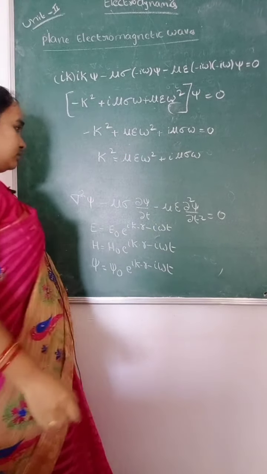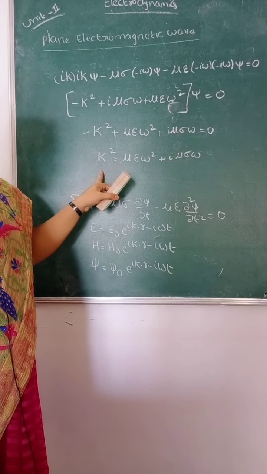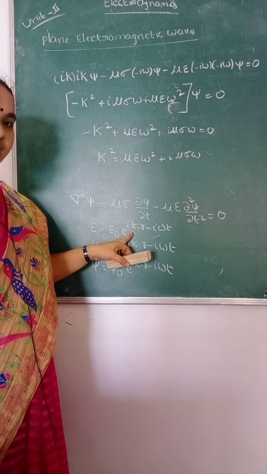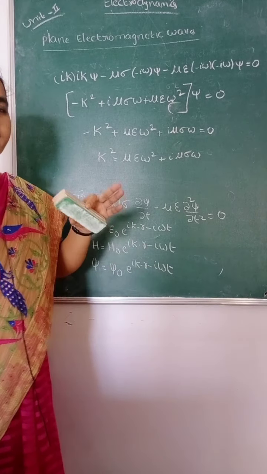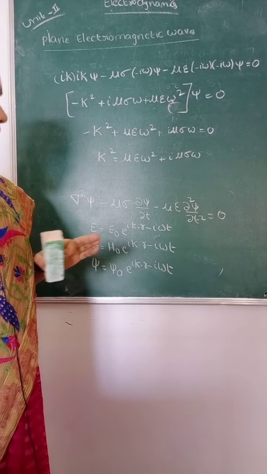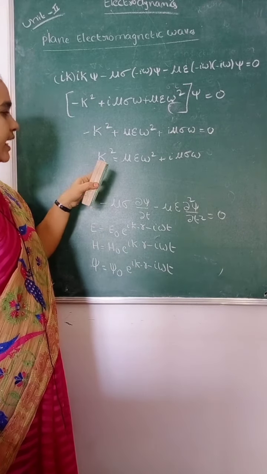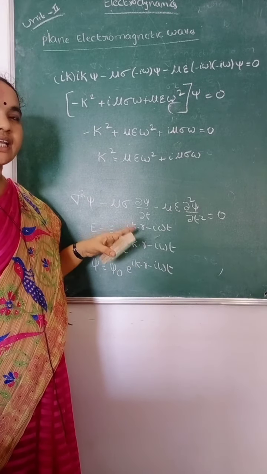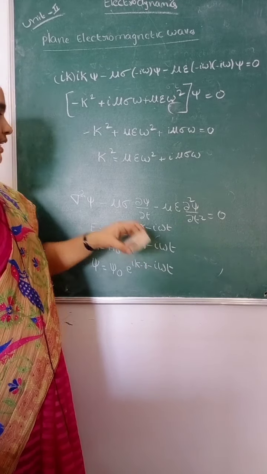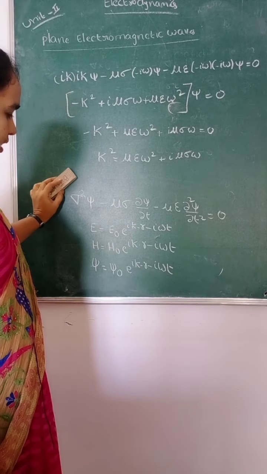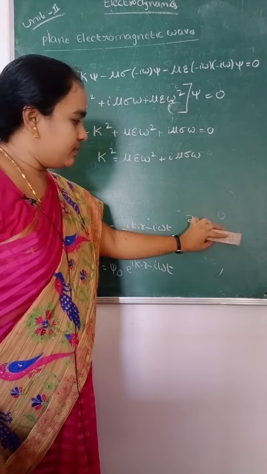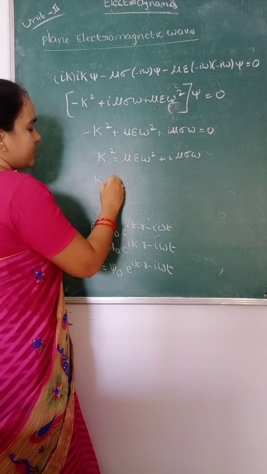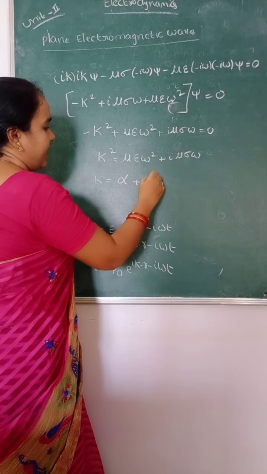So this k vector, k, is the propagation vector. The propagation vector is not real in the case of a conducting medium. So we are getting an imaginary part here. So here we should assume that k is not a real quantity. Let us assume that k is some complex quantity, that is alpha plus I beta.